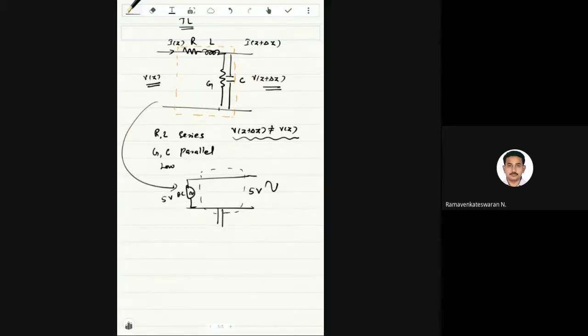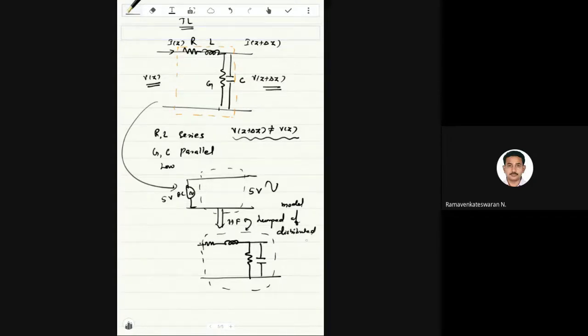So when you have a high frequency model for the same two wire line, the components RLGC will be added. This is the high frequency model, which we call a lumped model, or a model of distributed elements. That's what we are seeing now. I'm repeating the same thing because this is a base to go further and further.